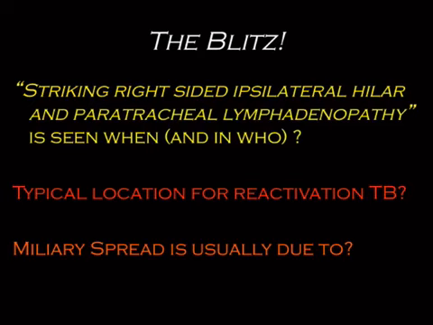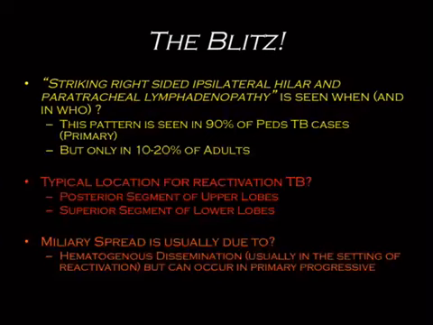Miliary spread, when does that happen? That is, remember, hematogenous dissemination. Remember the lymph node that got big and then busted? Hematogenous dissemination, usually in the setting of reactivation, but can occur in primary progressive as well. So it doesn't necessarily have to happen. Basically, anytime your immune system is not working. So the scenarios for that, primary progressive or reactivation. That lymph node just grows and grows and grows until it gets out of control, and then it pops.